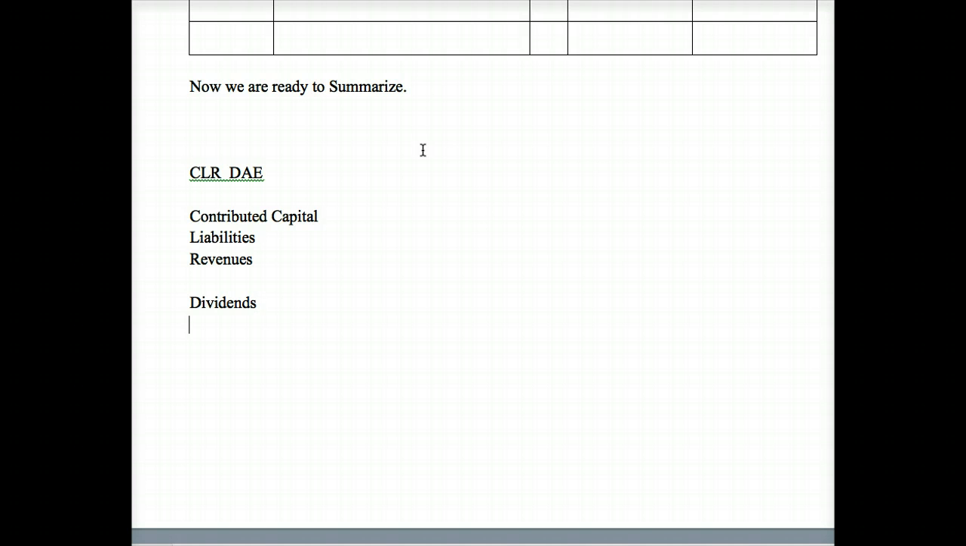Our next is A, and A stands for assets. Asset accounts are always increased with a debit. And then our E is our expenses. Now, expenses are also an equity account. So you're like, wait a minute, everything on the right side is increased with a credit, excuse me. Correct. Stockholders' equity accounts are increased with a credit.